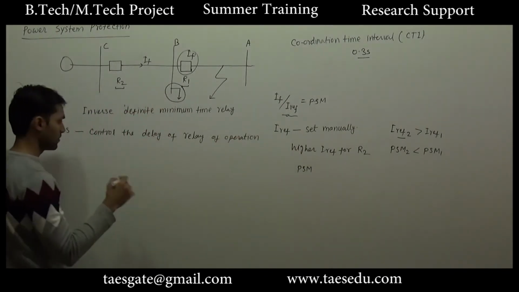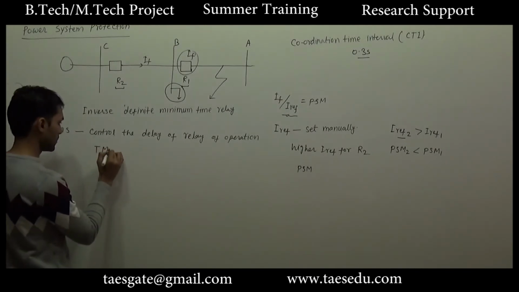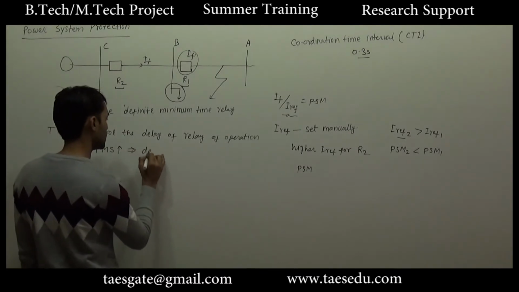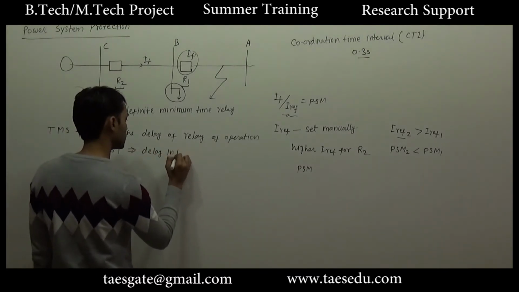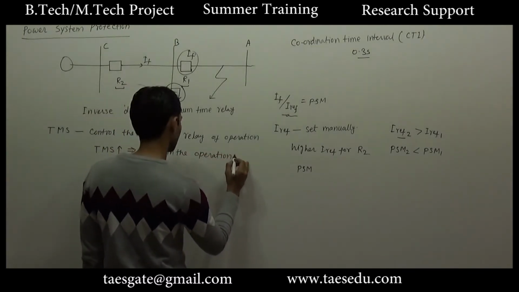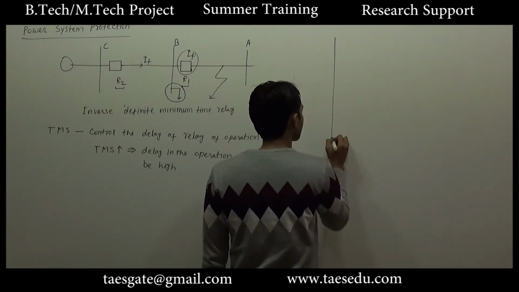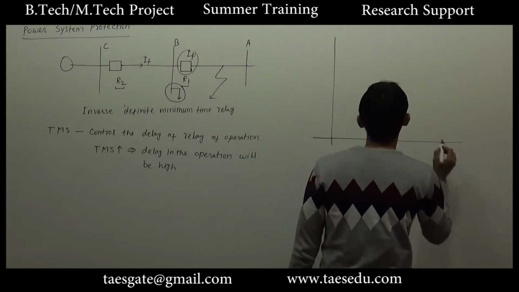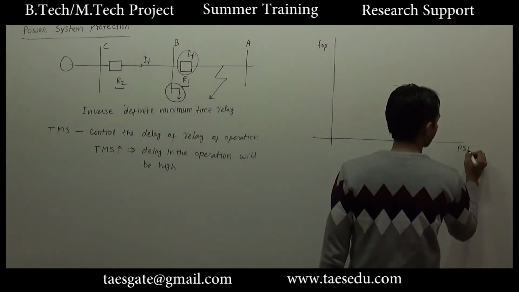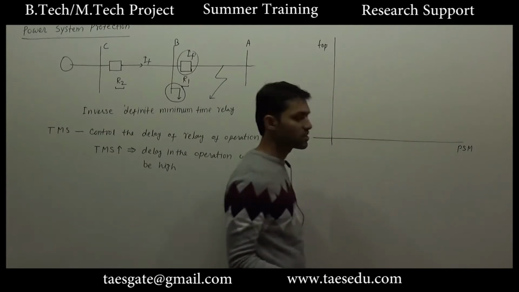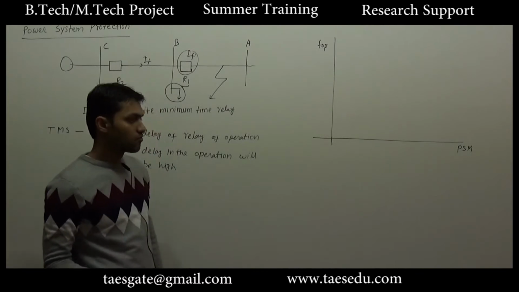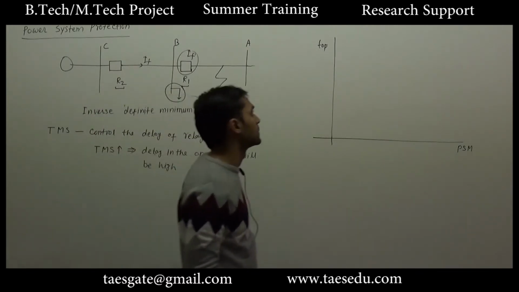Okay, if for a relay the value of time multiplier setting is high, it means the delay in the operation will be high. So now we can plot a graph of time of operation versus PSM. PSM is nothing but it reflects the magnitude of fault current. If the magnitude of fault current is high, PSM will be high.